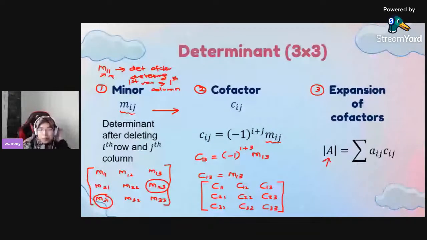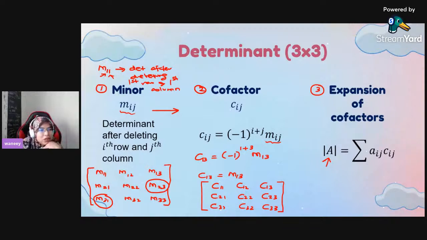Sebab dia kena kira satu persatu, so dia akan jadi panjang sikit lah kalau dia minta cofactor matrix. But if they ask for a specific row or specific column, then you don't really need to calculate everything. So dia boleh tengok lah soalan tu. Kalau soalan minta spesifik, tak payahlah kira semua. Tapi kalau dia minta cofactor matrix, maksudnya mesti kena ada 9 entries lah dalam tu.